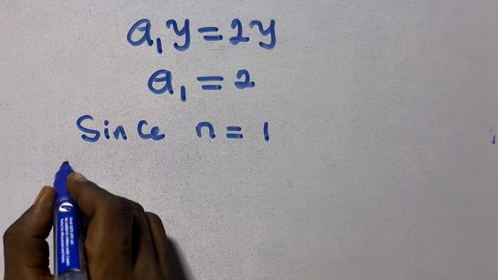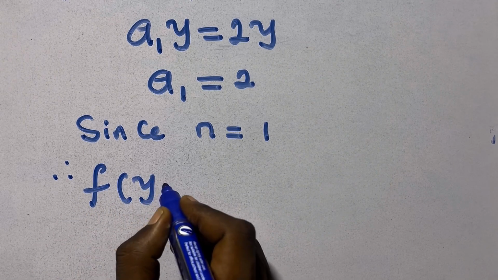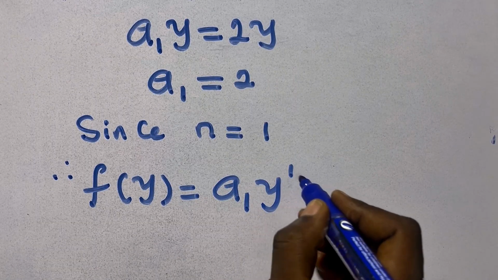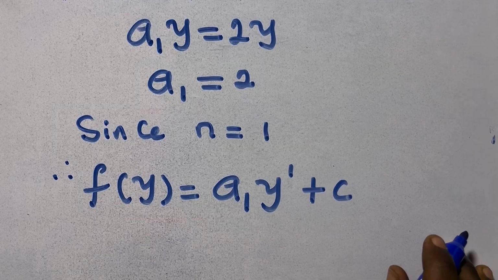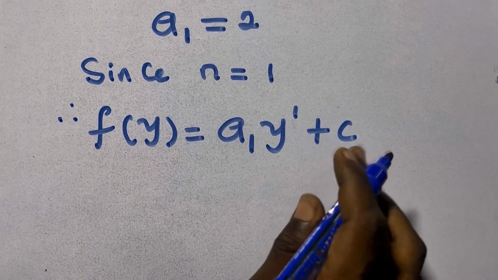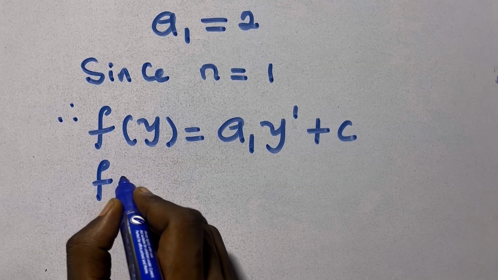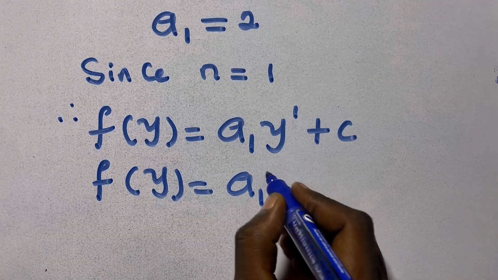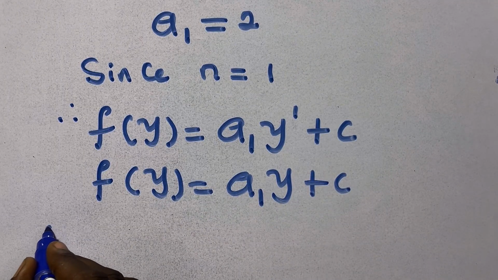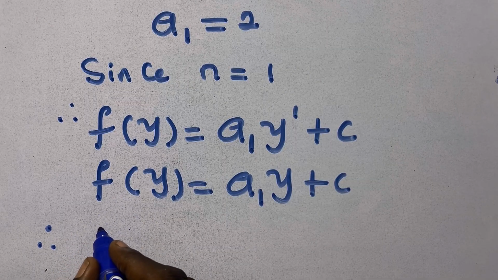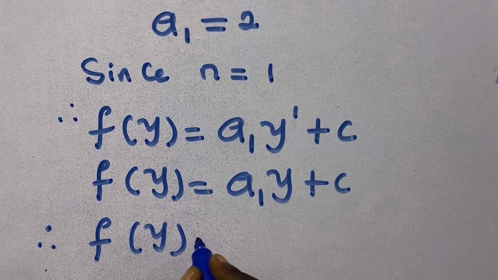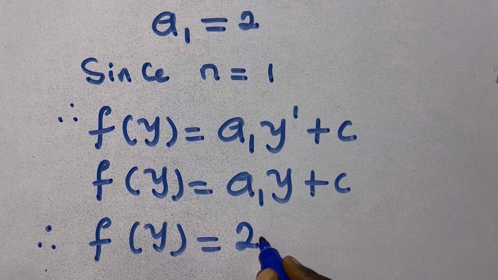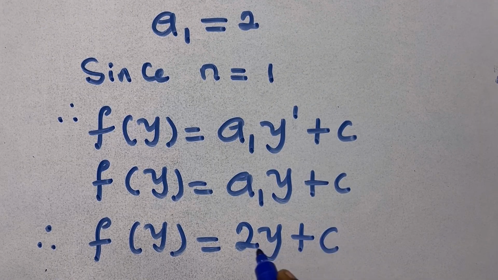So now we have f of y equal to a1 y raised to power 1, plus a constant, because we are going to add a constant. So a1 y raised to power 1 gives us y, plus c. Therefore our final f of y will be, because we don't have to leave our answer in terms of a1, since we already got a1 to be 2, 2y plus c. So this is our final answer.